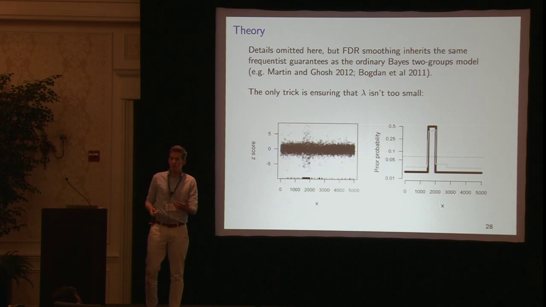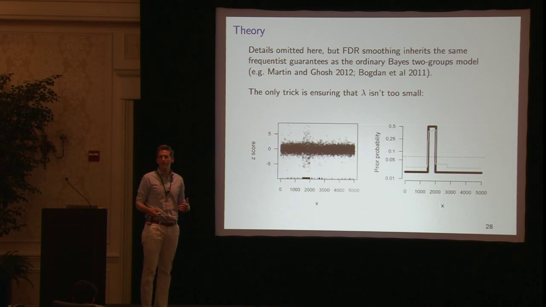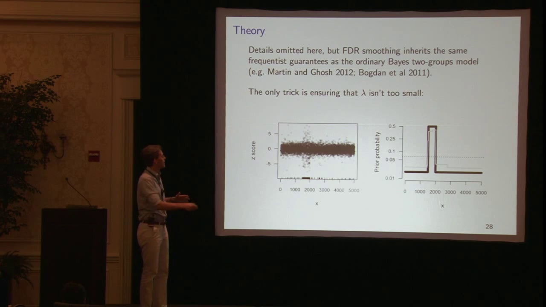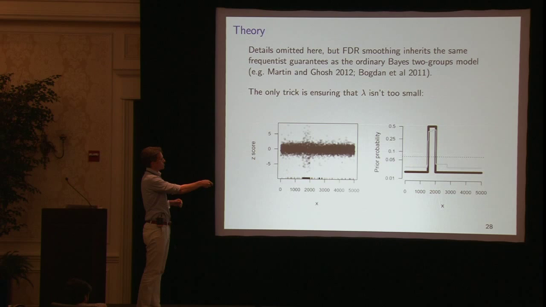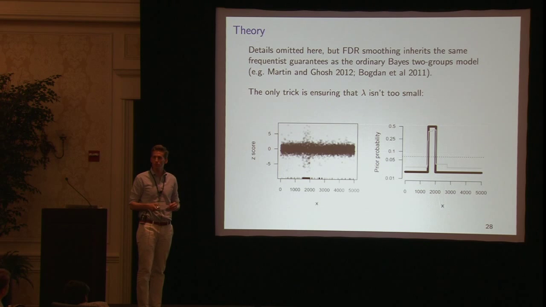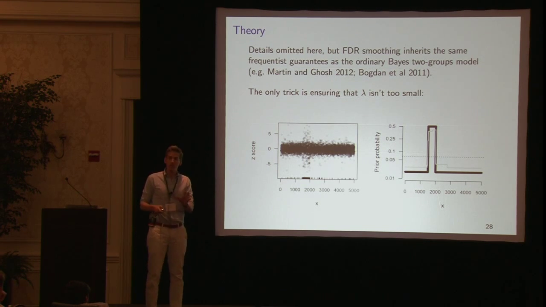Okay? So the theorem is that there's an open-ended interval. In other words, it's half open. The upper end is infinity, of possible values of lambda for which the reconstructed prior probability is sandwiched in between the truth and the lambda equals infinity solution. Okay? And that fact is sufficient to guarantee that this does no worse than the ordinary two groups model.